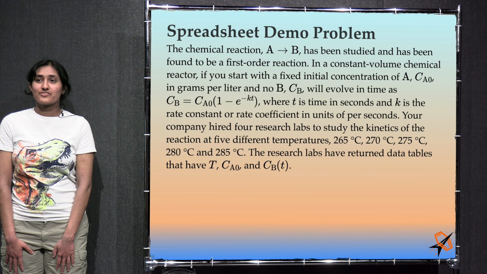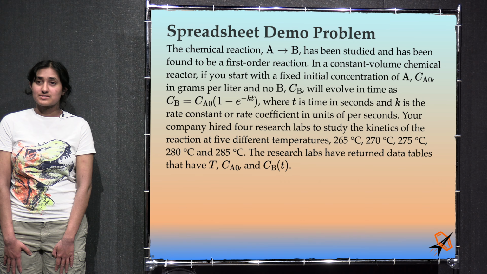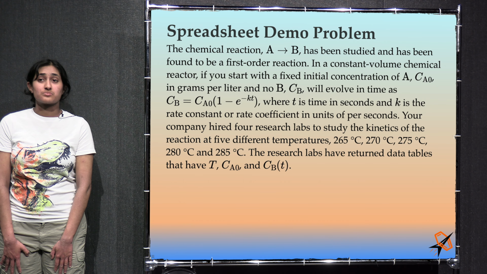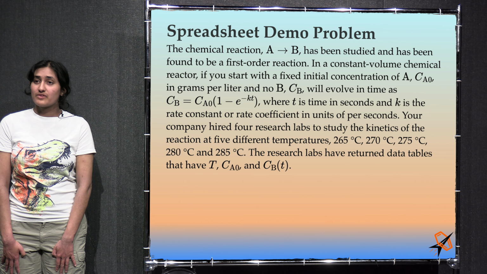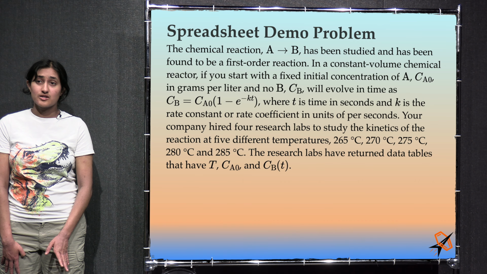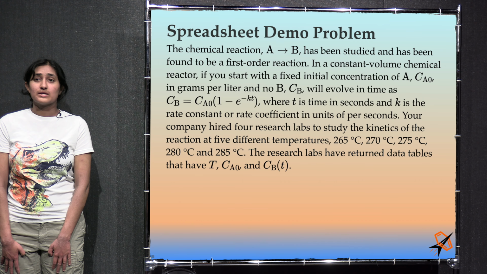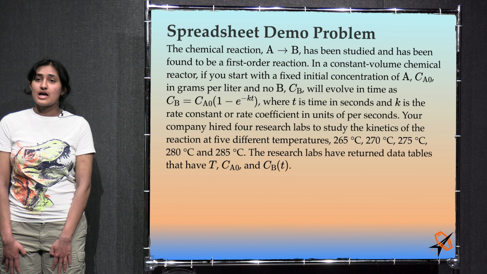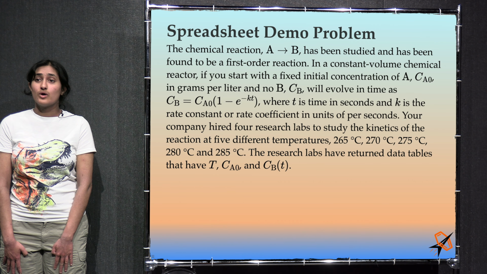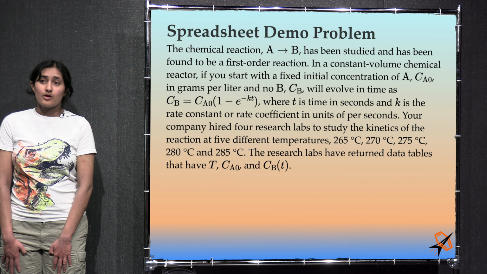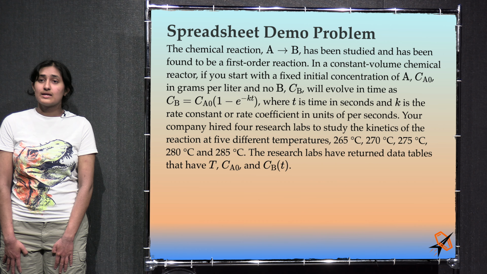To demonstrate many of the features of spreadsheets, we have a sample problem that reads: the chemical reaction, reactant A goes to product B, has been studied and has been found to be a first-order reaction. In a constant volume chemical reactor, that means if you start with a fixed initial concentration of reactant A, Ca0, in grams per liter, and no B, the concentration of B will evolve in time as Cb equals Ca0 times 1 minus e to the negative kt, where t is time in seconds and k is the rate constant or rate coefficient in units of per seconds.